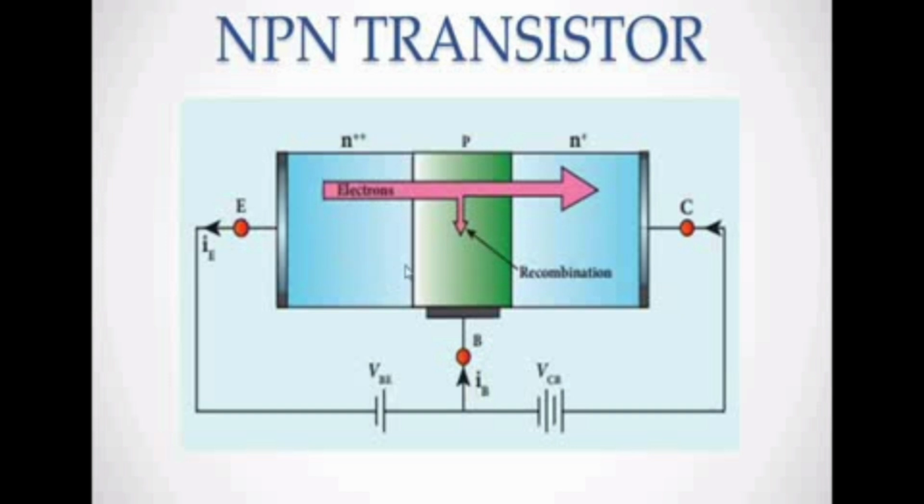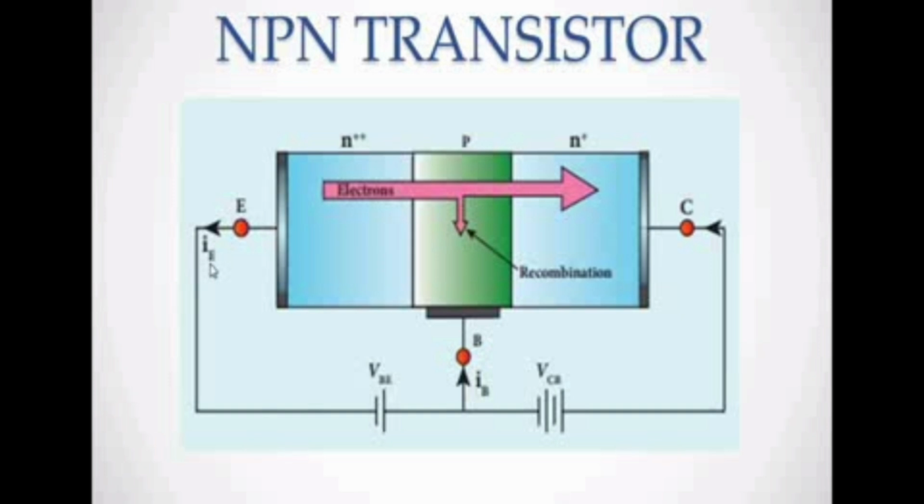So now you can see that of the total 100 electrons, 50 electrons are passed into this side. The deficiency of the 50 electrons is supplied by the battery VBE. 50 electrons are passed from the battery here to here. So the flow of electrons indicates that current is produced. The current is called IE.